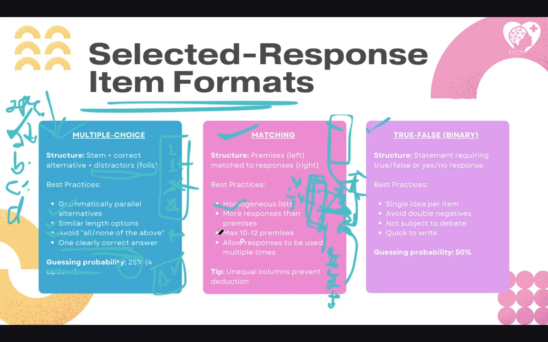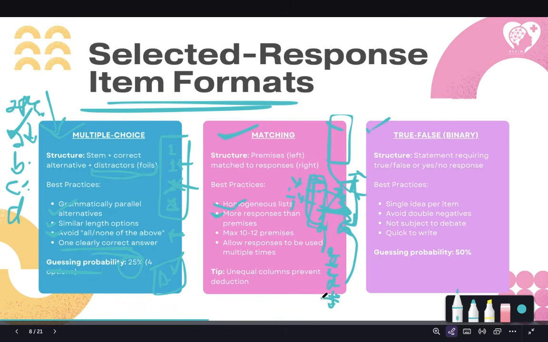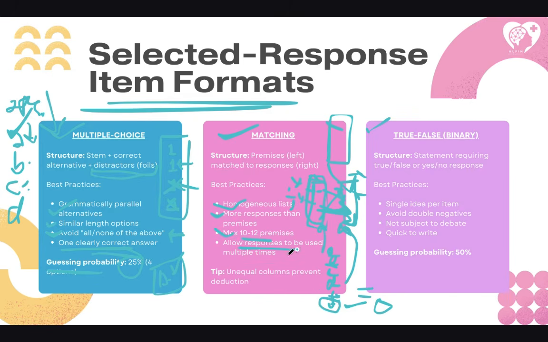And then another best practice is that you have more responses than premises. Because if both are equal, the last item is also subject to guessing. Meaning, they get it correct just because they skip the item, and because the numbers of responses and premises are equal, they can guess. And the next is, the maximum is 10 to 12 premises, and then allow responses to be used multiple times. Okay, next is true or false.